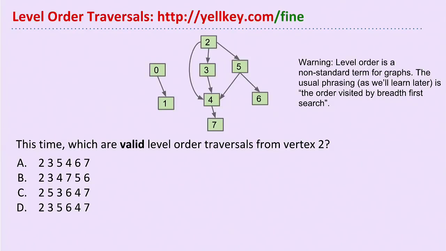All right. How about this one? Slightly different graph, and the question is, which of these are valid level order traversals? This time it's which are valid. Okay, and there may be more than one correct answer, maybe not. Give it a shot.